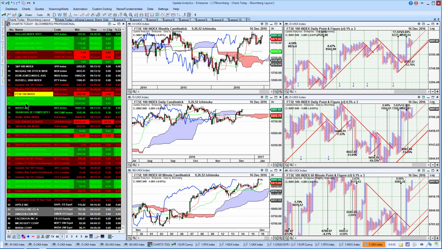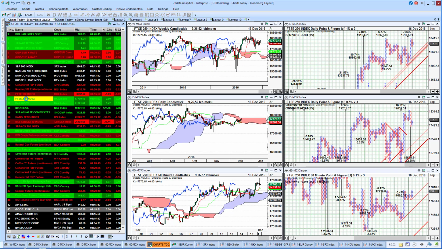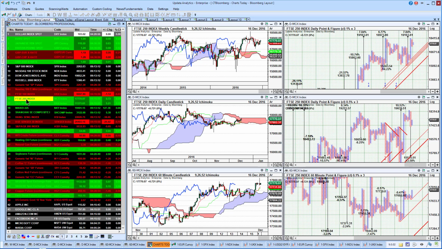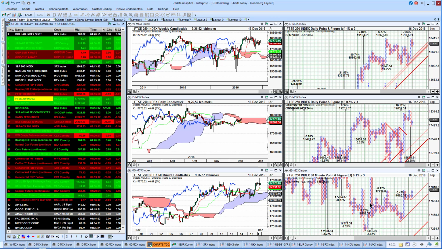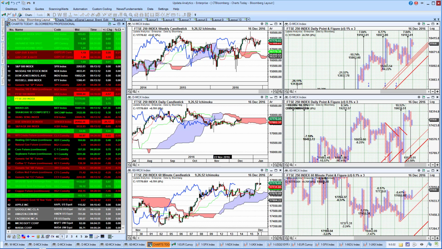Taking a look at some other markets, the Footsie 250 holding its own just as well. Again, a shortage of clear upside targets on the short-term chart, but still ending above the cloud for the week, so that looks pretty good.